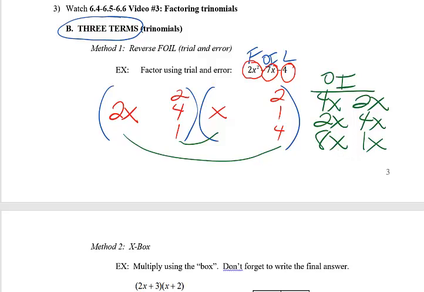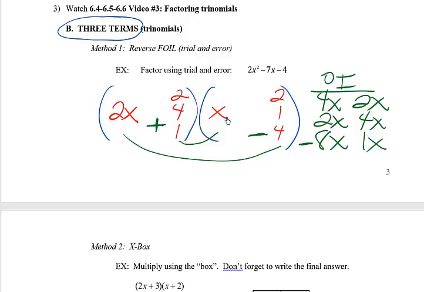Now here's where the signs come into play. Specifically, I need to make a -7 there in the middle. How can I do that with an 8 and a 1? I think I would need a -8 and a +1. -8 plus 1 is going to make -7. Well, if I need the 8 to be negative, I believe I would need a minus sign here. There's my -8x, and a plus sign here.